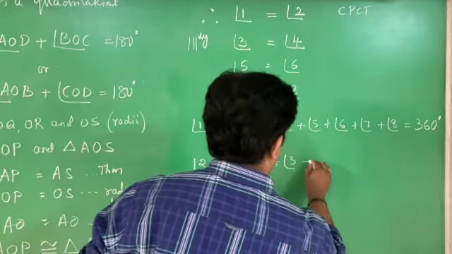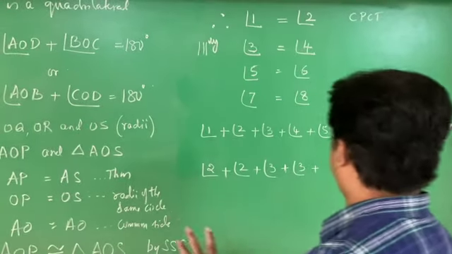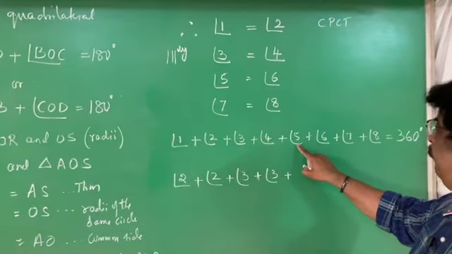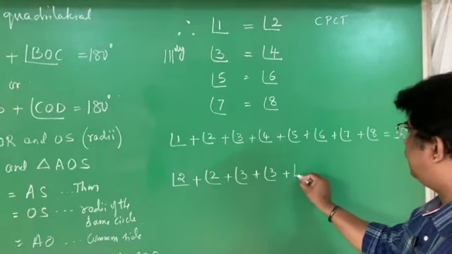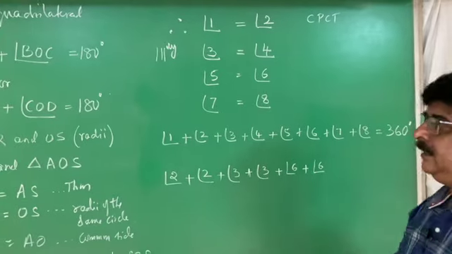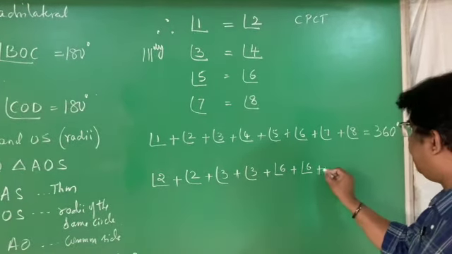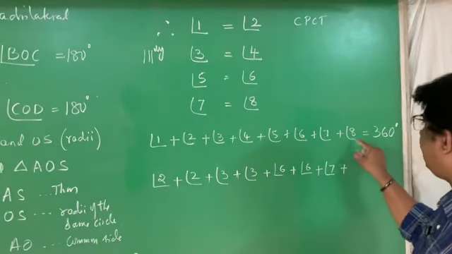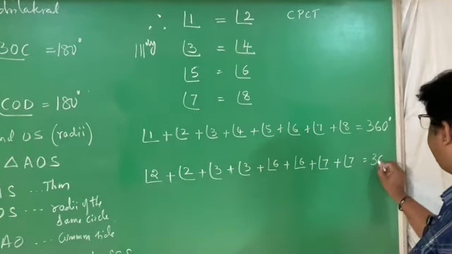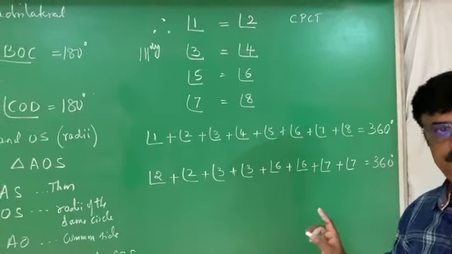Here I want 7 and 6. I don't want 5. In the place of 5 I write 6. I want 6, therefore I retain 6. I want 7, I retain 7. I don't want 8, instead of 8 I write 7. Is equal to 360.